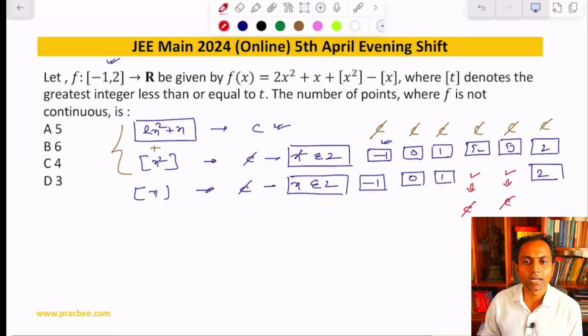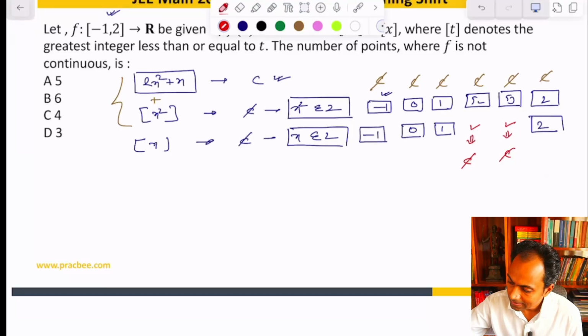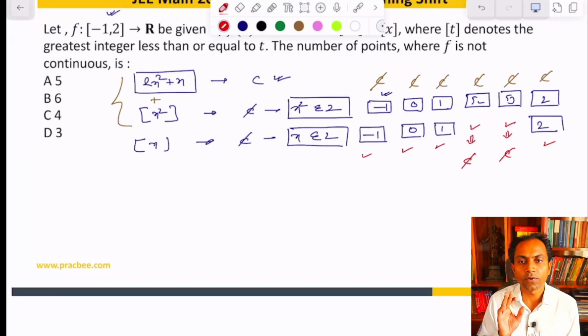Now you can see that after doing this, we will have to check the value of this function at these many points, -1, 0, 1 and 2. So out of 6 points where I would actually have to check the condition for continuity, I was able to bring it down to 4 just by having the right kind of algebra in place.